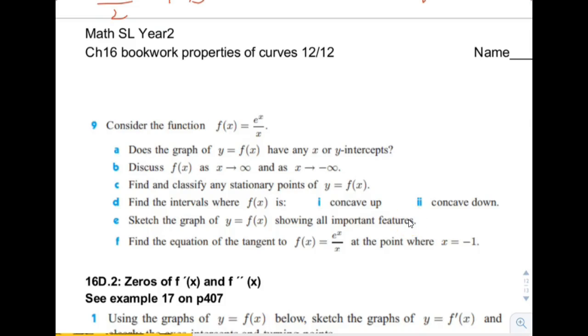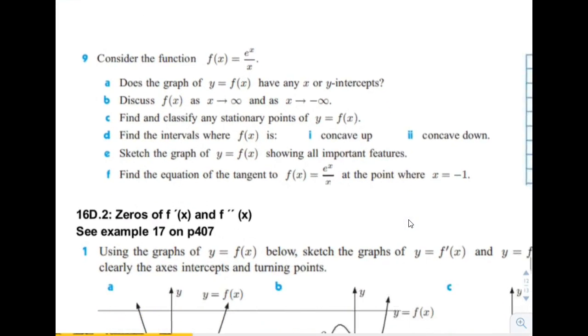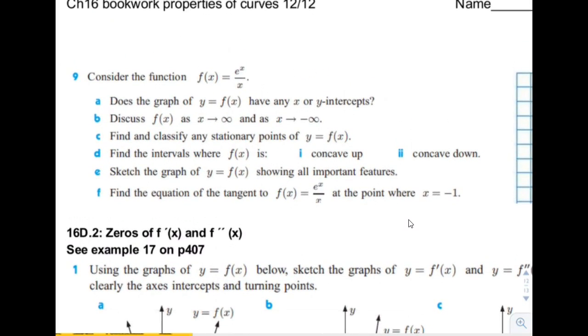Properties of curves, page 12. Consider this function, e to the x divided by x. Does the graph have any x or y intercepts?